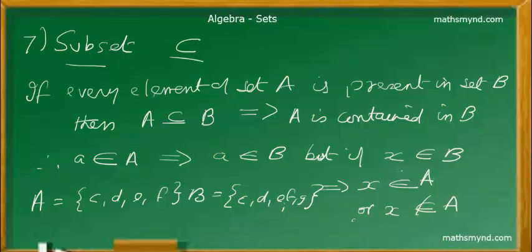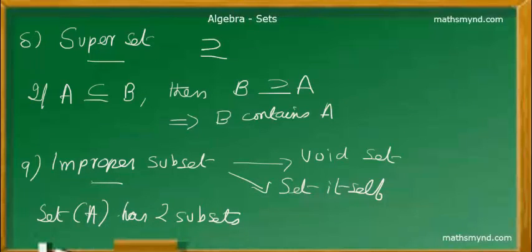So that's the meaning of subset. And naturally, when we are dealing with subset, what is the reverse relation? The reverse relation is what is called the superset, and the symbol is drawn in reverse. So it means that if A is a subset of B, then B is denoted as a superset of A. In a manner, it implies that B contains A.